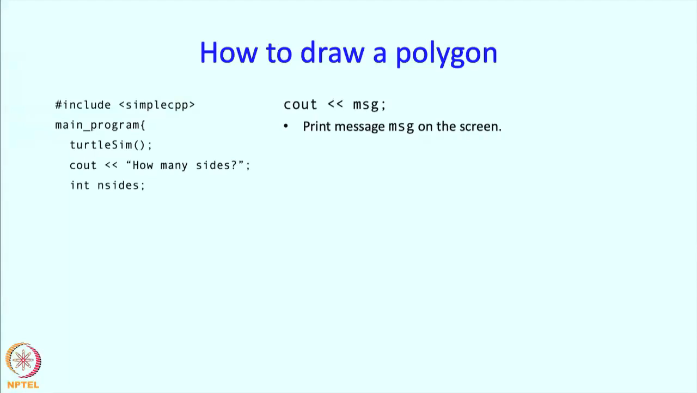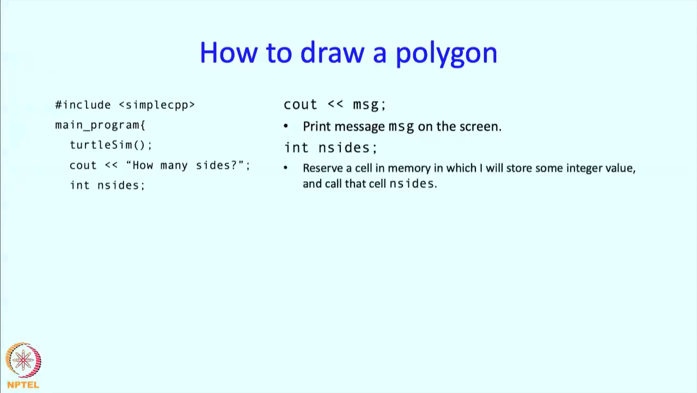After that, another statement that we have not seen, int nsides. int nsides is a rather complicated, interesting statement. First of all, it tells the computer, please reserve a cell in memory for me in which I am going to store some integer value. How to store that value, I will tell you a little bit later. But what we are doing over here is reserving a cell in memory.